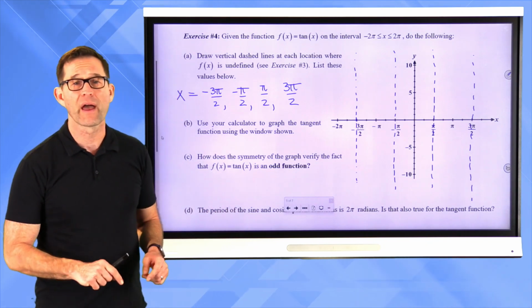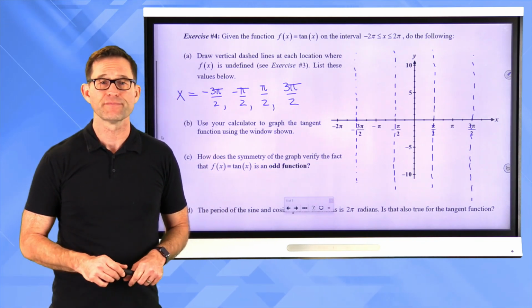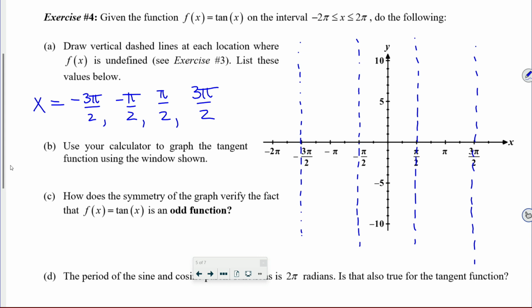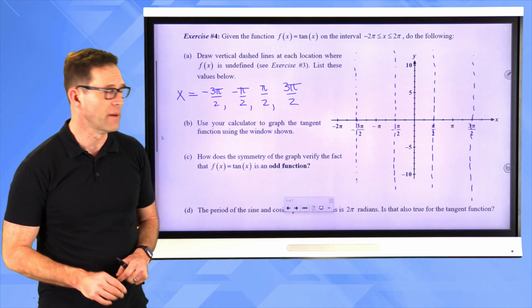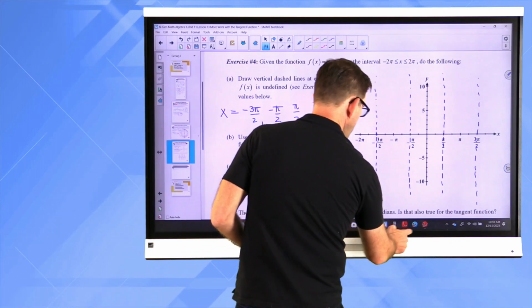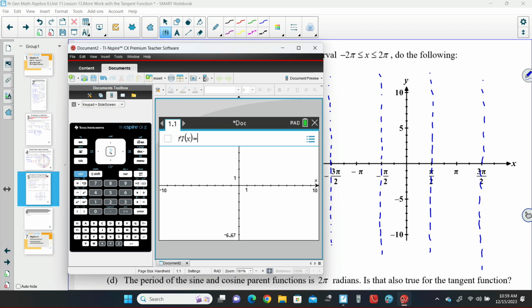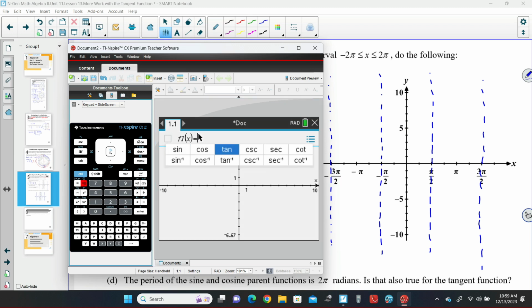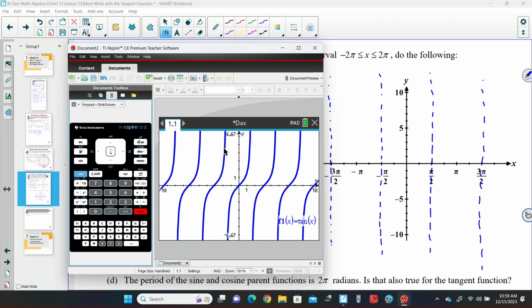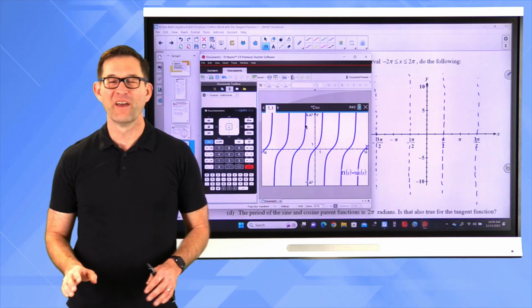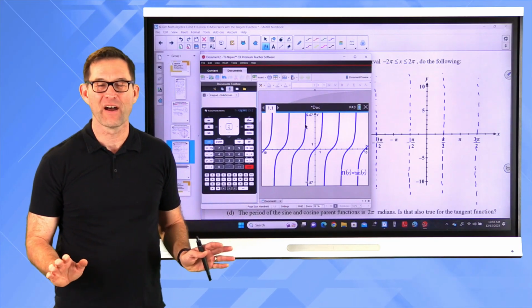But we're going to bring in our calculator now. Let's take a look at letter B. Use your calculator to graph the tangent function using the window shown. All right, great. So let's go ahead and do that. Let's open up our calculator. Let's add a graph. Make sure your graph is in radian mode, and it's going to be the simplest of all tangent graphs. Love it. Here we go. All right, now even just hitting enter, we end up having a crazy wacky graph, okay?